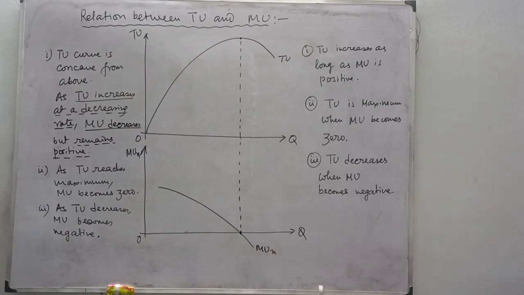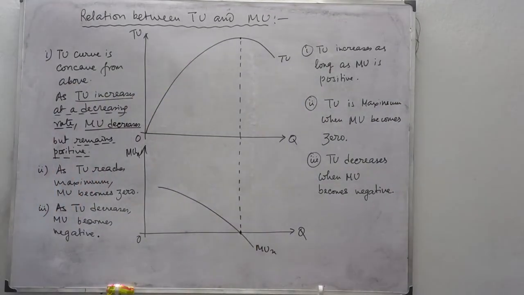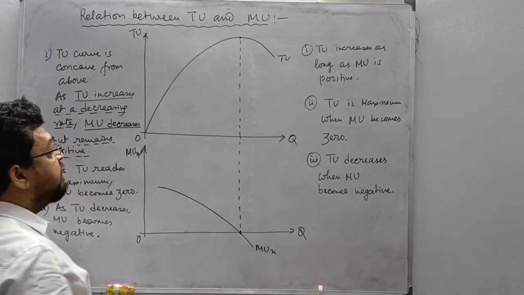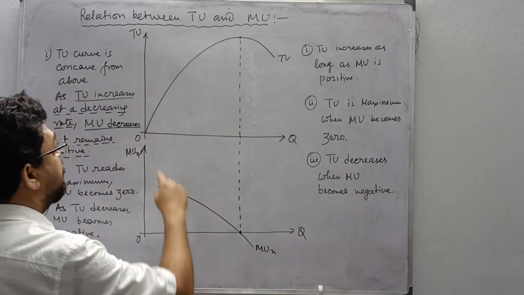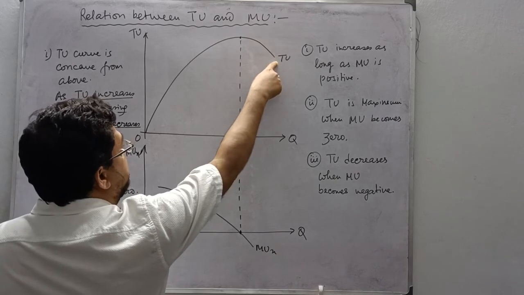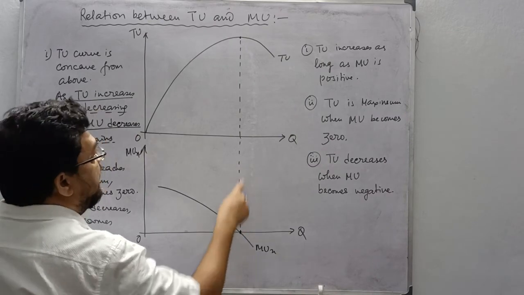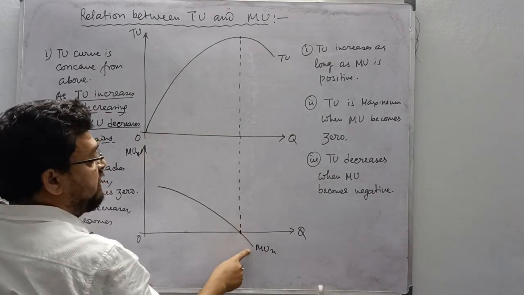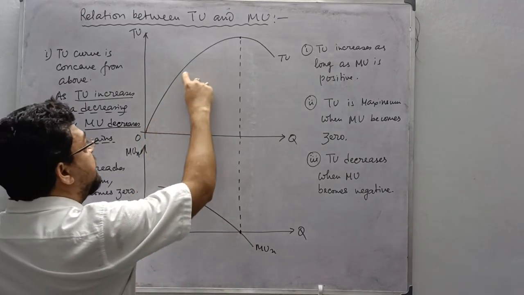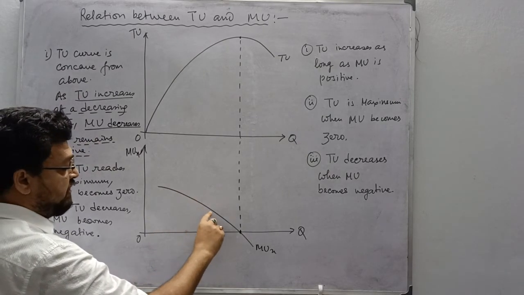So we come to the diagrammatic representation that depicts the relation between total utility and marginal utility. If you follow the schedule that we have done previously, the total utility increases at a decreasing rate, reaches maximum and then starts decreasing. And when total utility reaches maximum, marginal utility is 0. And as total utility falls, marginal utility becomes negative. So, as long as total utility increases at a decreasing rate, marginal utility is positive but gradually decreases.